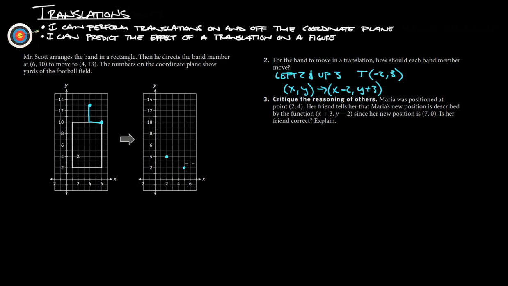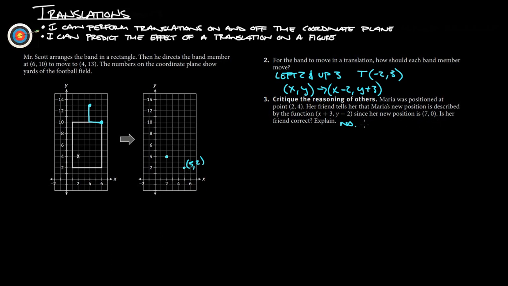Well, this here does not end up at (7, 0). This ends up at (5, 2), right? So is her friend correct? No, she is not correct, because this here is taking them to (5, 2) instead of to (7, 0).